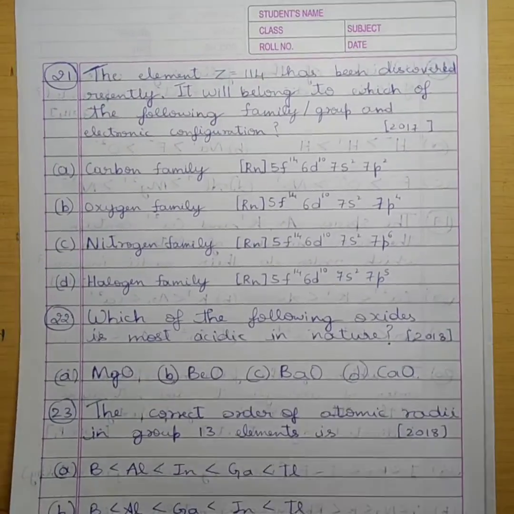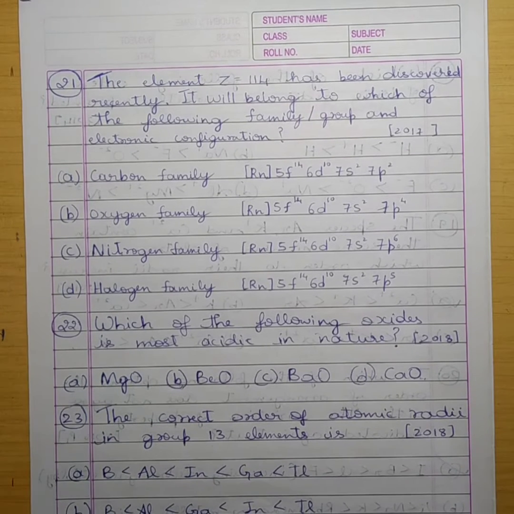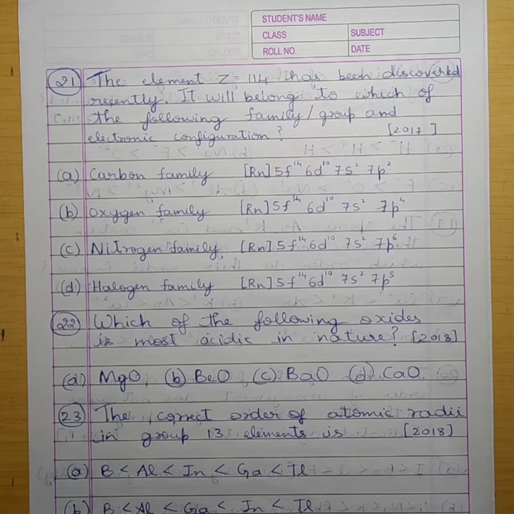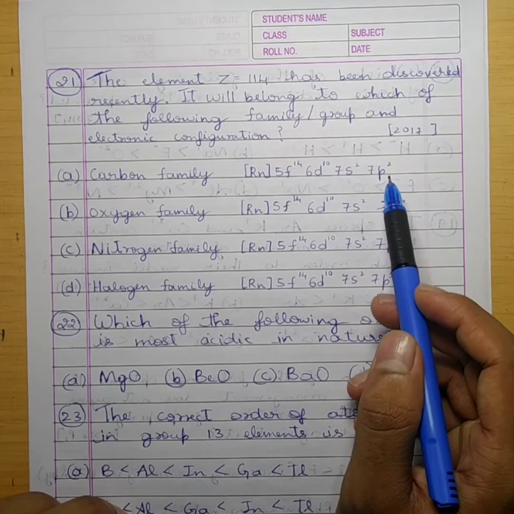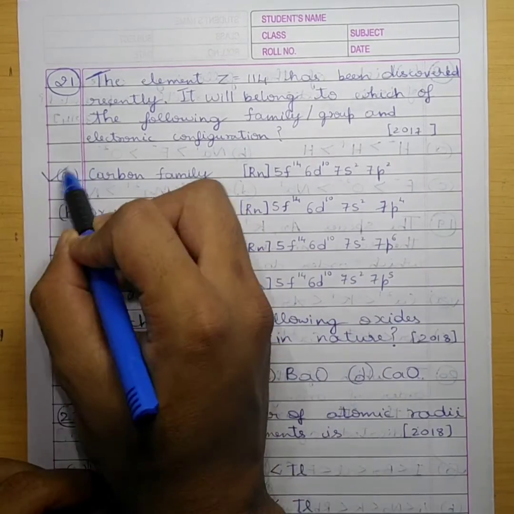21. The element Z equals 114 has been discovered recently. It will belong to which of the following family or group and electronic configuration? So the element 114 is flerovium, and its electronic configuration is radon, Rn, 5f14, 6d10, 7s2 and 7p2. It is option A, and it also belongs to the carbon family. So option A is correct.